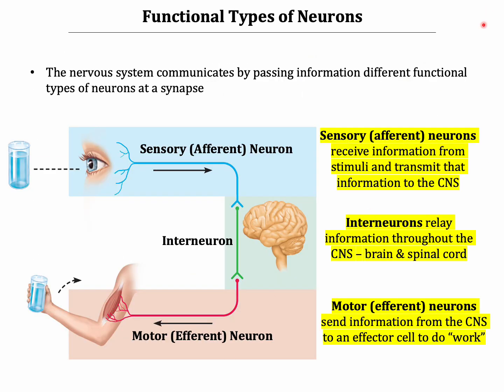We want to consider functional types of neurons, so we can categorize them as sensory afferent neurons, transmitting that sensory information to the brain, interneurons, which shuttle information throughout the brain and spinal cord, and then motor or efferent neurons, transmitting information away from the brain and spinal cord to do work, to stimulate an effector cell.